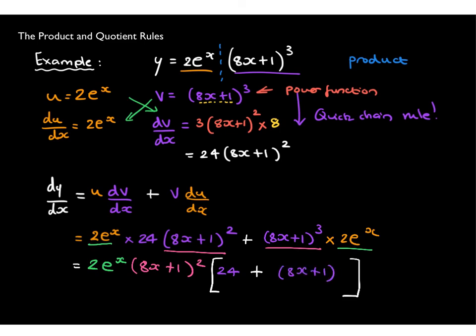So let's finish this off. This then gives us 2e^x(8x+1)^2(8x+25). A much more useful format for the derivative if we then have to calculate a gradient value to find the equation of a tangent or normal, or particularly if we're searching for stationary points.